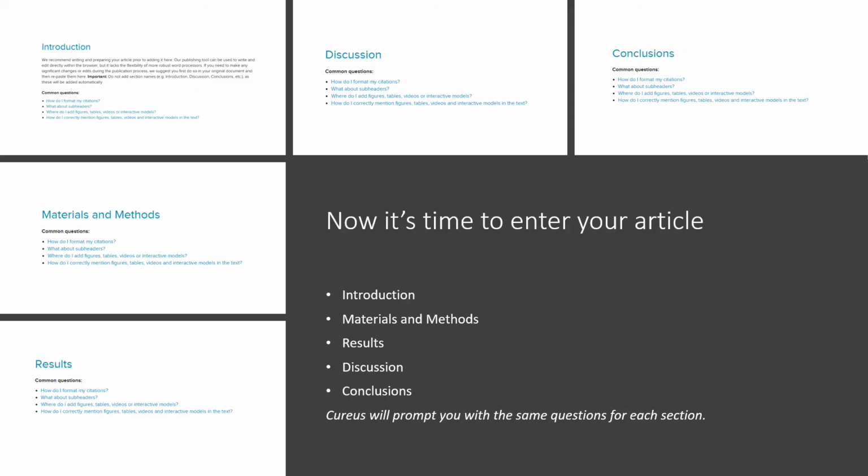Now it's time to enter your article. So with each step, you will have an opportunity to enter the requested information, your introduction, materials and methods, results, discussion, and conclusions. Cureus will prompt you with the same questions for each section. So I've listed the sections here, and you'll have the same questions for each section when you're submitting your article.